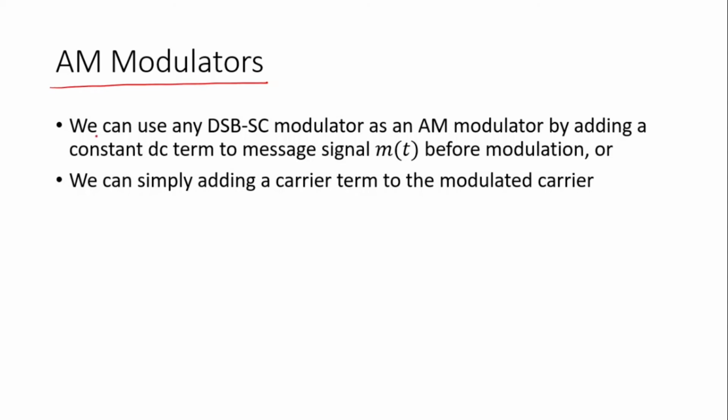The statement says that we can use any DSB-SC modulator as an AM modulator. So all we need is the DSB-SC modulator, by adding a constant DC term to a message signal m of t before modulation, or we can simply add a carrier term to the modulated carrier. So we are basically referring to two separate models.